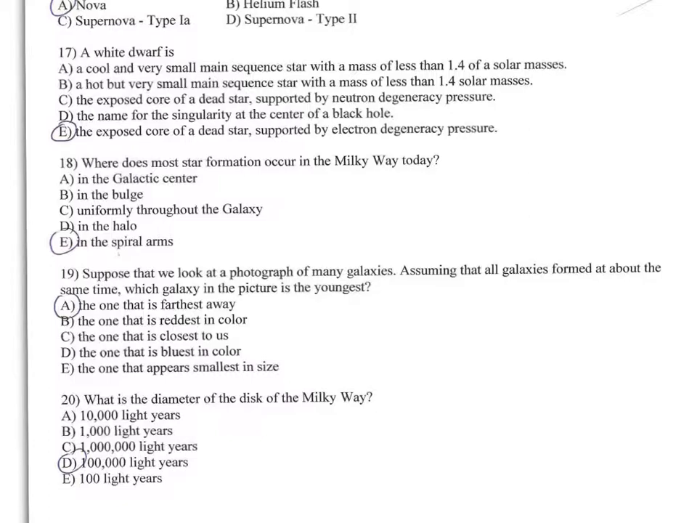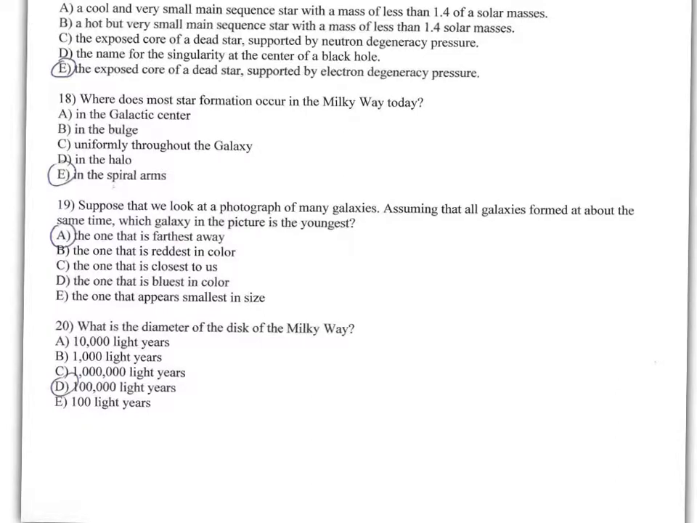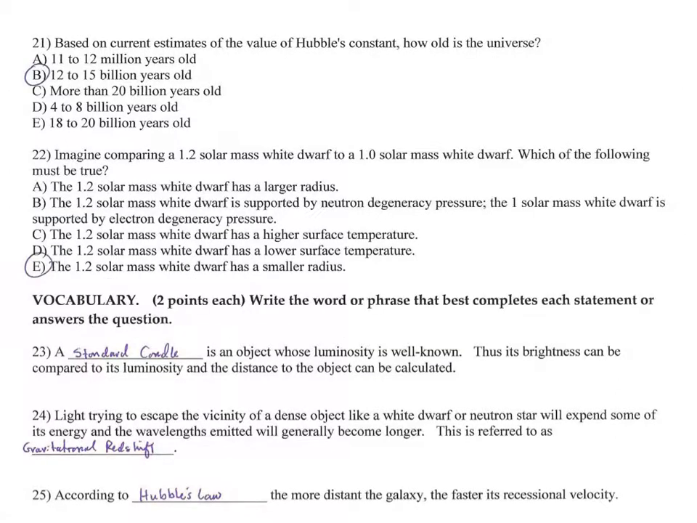And A, that's the one that's farthest away. Question 20, what is the diameter of the Milky Way galaxy? It's about 100,000 light years side to side. A couple more multiple choice questions.